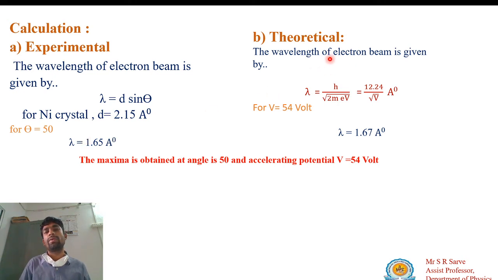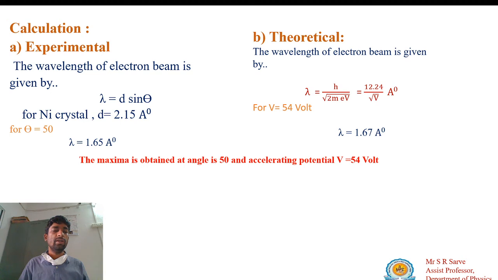Similarly, if you consider that the electron beam has a particle nature, then according to de Broglie's hypothesis, lambda is equal to h divided by p, but p is equal to the square root of 2mE. E is replaced with charge times potential. Then this equation becomes 12.24 divided by the square root of V. If you substitute the potential equal to 54 volt, you will get lambda equal to 1.67 angstrom.